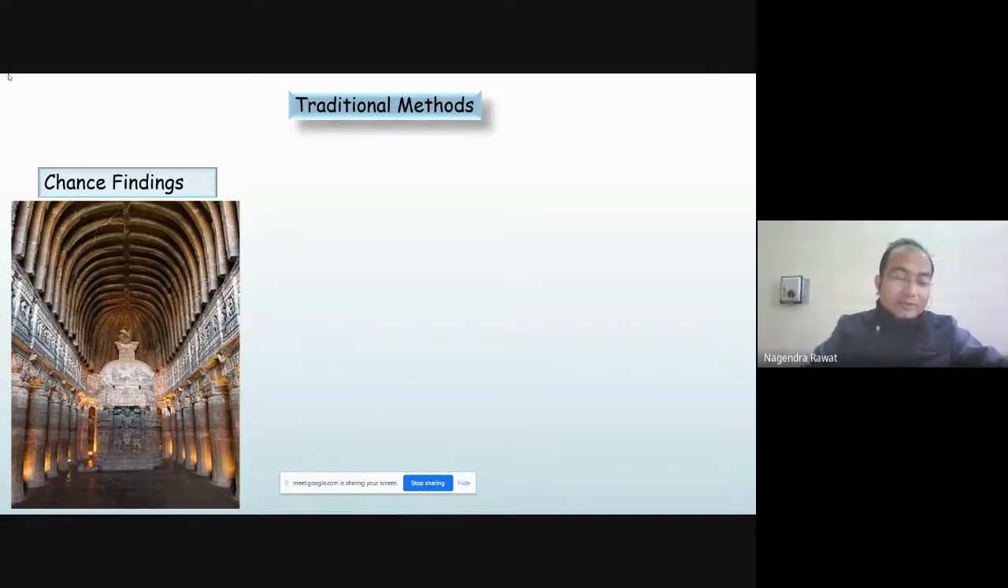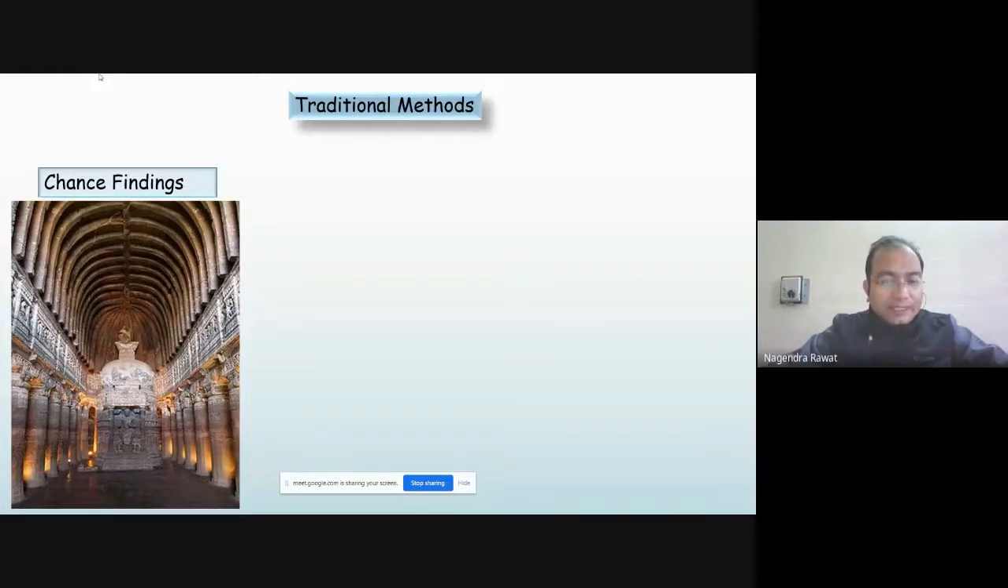the importance of chance findings and other traditional methods with some data. Chance finding is something that can happen with you, with me, and with anyone at any time, because we have some remarkable archaeological sites worldwide, in different areas of the world, in India, even in your area, in my area also.